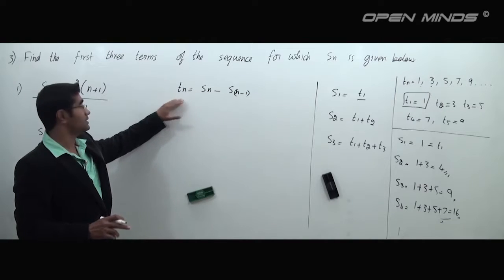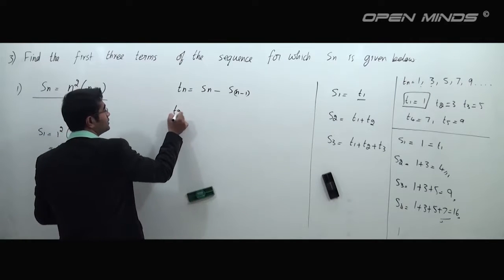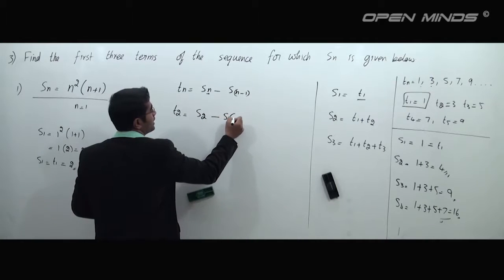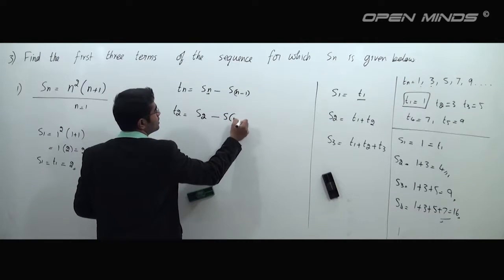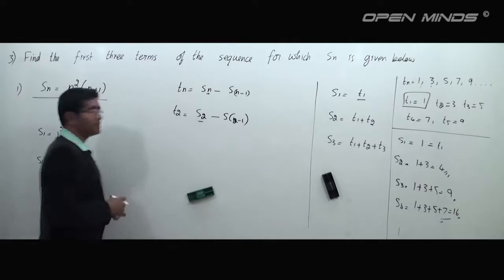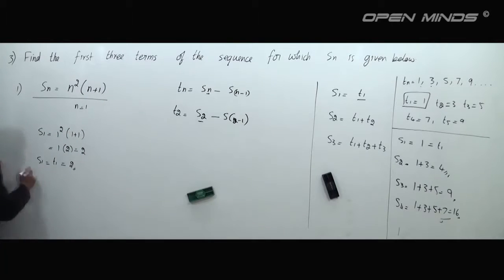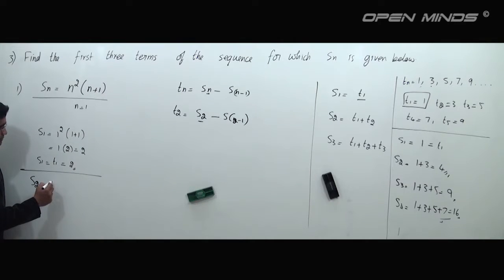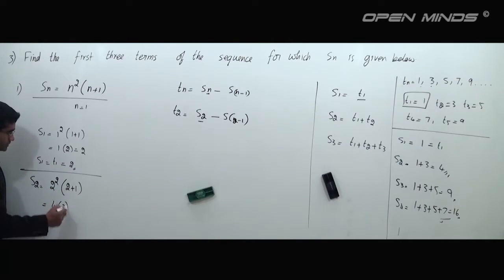The best thing to do is this. If I have to find the second term, T2, you just write this here. What is Sn, that is the nth one. So I can write S2 minus S(n minus 1), that is S(2 minus 1). So do I know what S2 is? No, I don't know it still. So let me find that. S2 is given as, wherever you find n here, write 2. That is 2 squared into 2 plus 1, that goes like 4 into 3, which is 12.